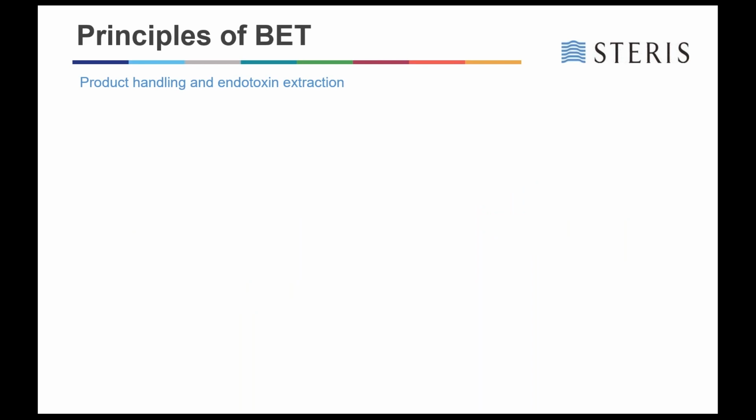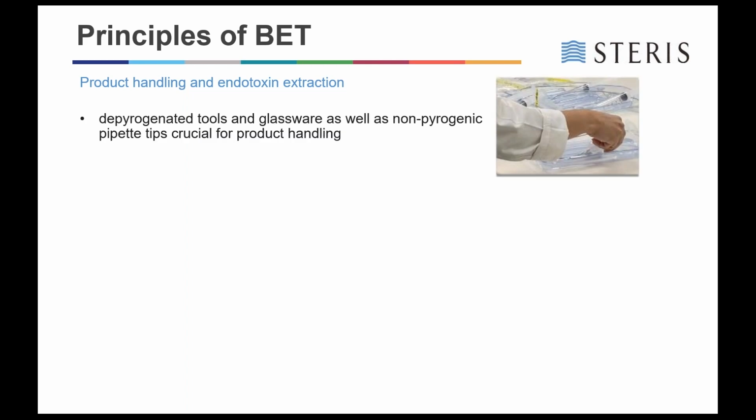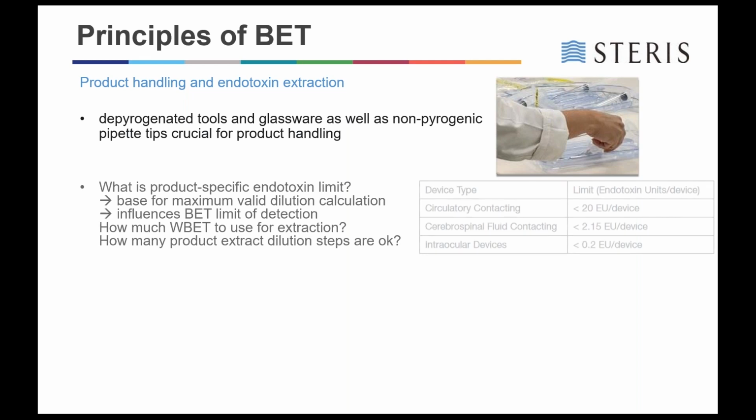So we're going to take a little bit closer look at product handling and the endotoxin extraction portion itself. So first of all, anything that we're using to handle the product needs to be depyrogenated. This would include tools, glassware, anything to disassemble or prepare the product for the extraction.